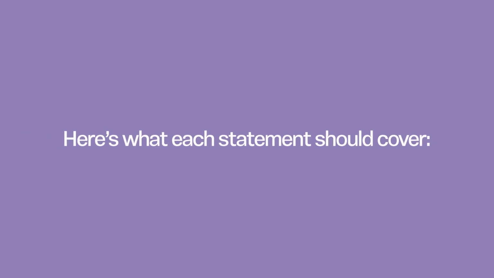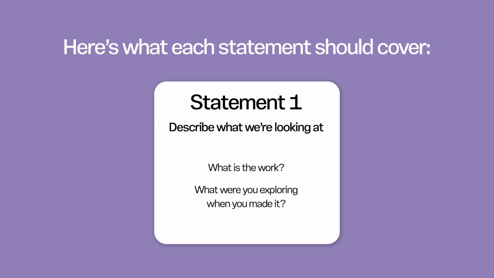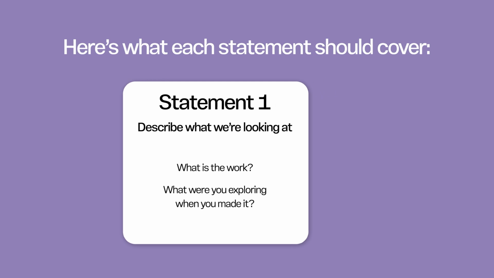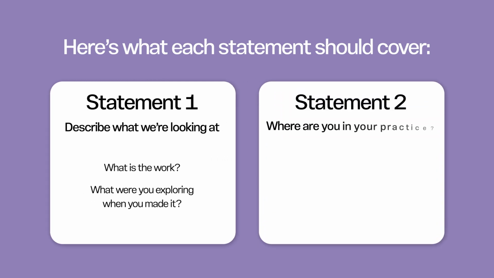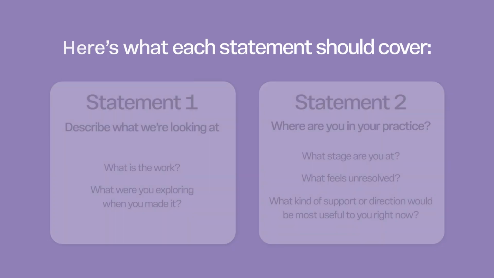Here's what each statement should cover. For statement 1, describe what we're looking at. What is the work, and what were you exploring when you made it? For statement 2, share where you are in your practice. What stage are you at? What feels unresolved? And what kind of support or direction would be the most useful to you right now? The panel is prioritizing genuine desire to grow over technical polish, so authenticity matters more than sounding impressive.